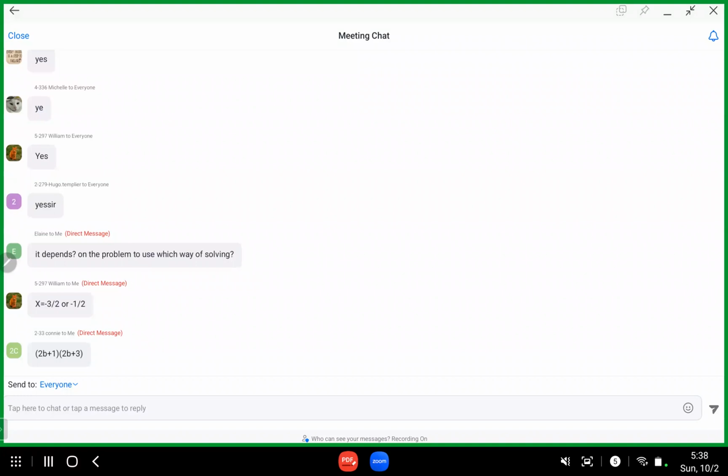All right, and yes, Elaine, it does depend on the problem which way of solving to use. If it's easier to use factoring, go for it. Always use factoring if you can, because it's easier. But if you want to use the quadratic formula, you can do that too. It's sometimes nice to check your answer.